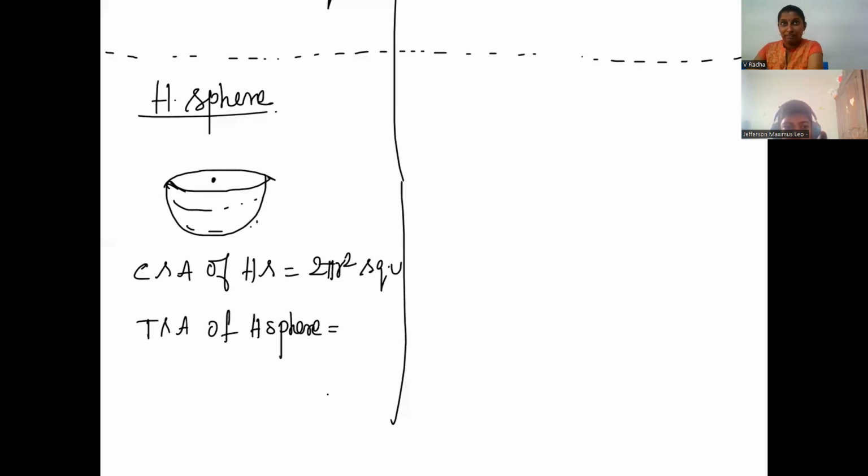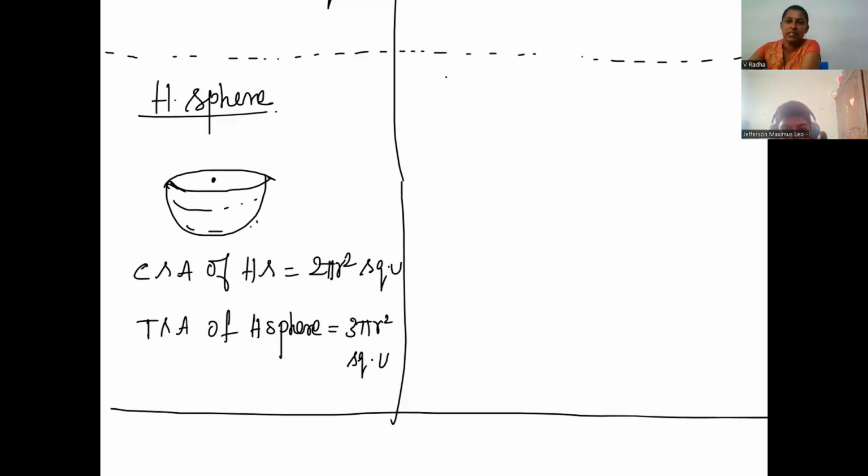2 pi r square plus 2 pi r square is the CSA. Including top. Top looks like a circle. So 3 pi r square. Yes, good. This is 2 pi r square plus the top. Top is pi r square. So 3 pi r square. நீங்க formula புரிஞ்சு படிச்சீங்கன்னா formula மறக்காது.